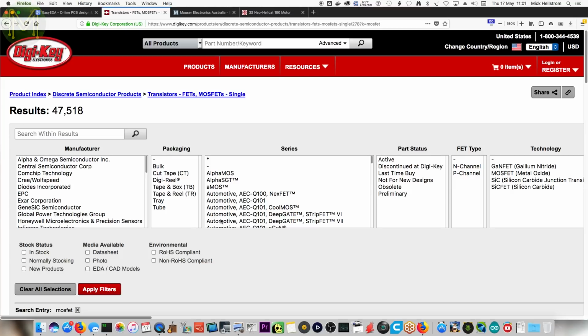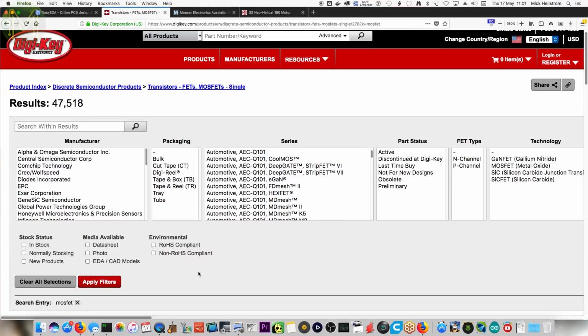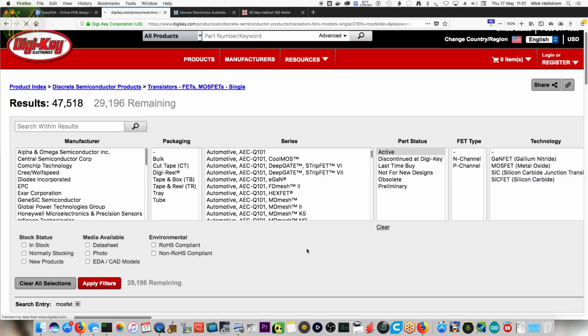If you scroll down, the quantity available is probably the key element you're looking at. In your case, you probably only want to make 20 or 30 of them initially. Yeah, that's right. But later on, you might want to make a whole lot of them. So the quantity and also the price are probably the key elements, and of course it has to be within spec. So we'll click on active. 29,000 remaining. I must admit they've got a lot of stuff that is not going to be useful to people.